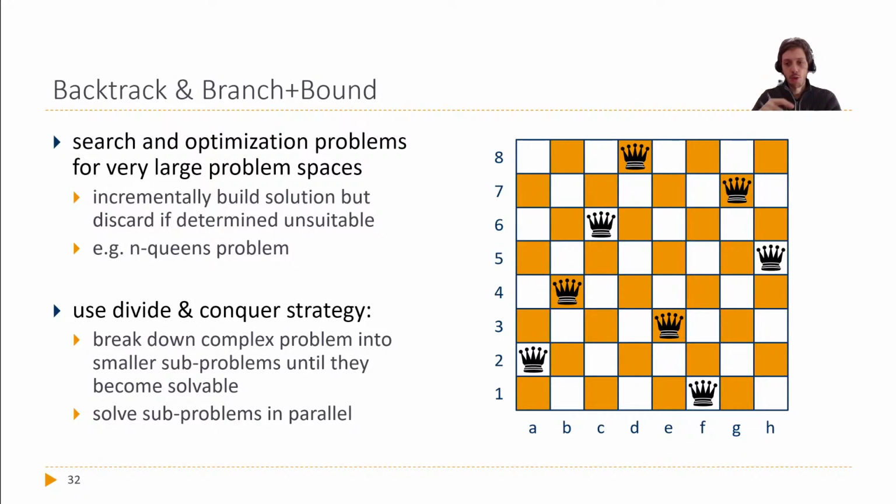Reusing everything I computed so far, but omitting everything that I just saw leads to a wrong path. A popular example here is the n-queens problem, which just means given a chessboard of 8 by 8, so this would be an 8 queens problem, I try to place 8 queens on this chessboard such that no queen can attack any other queen.